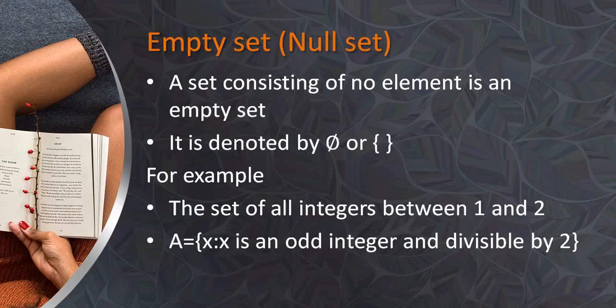For example, the set of all integers between 1 and 2. In this case, there is no integer between 1 and 2. Thus, it is an empty set. Consider A is equal to x such that x is an odd integer and divisible by 2. In this case, there is no odd integer that is divisible by 2. Thus, it is also an empty set.